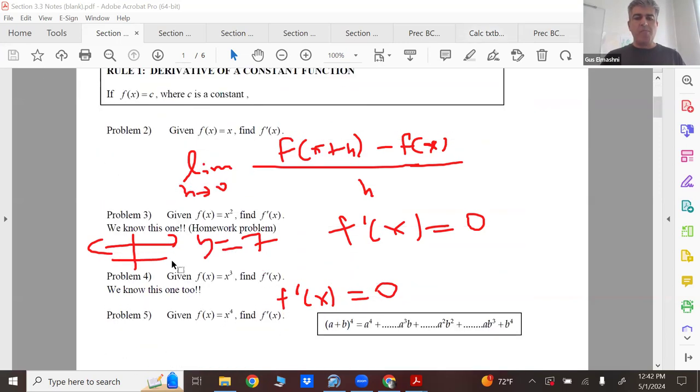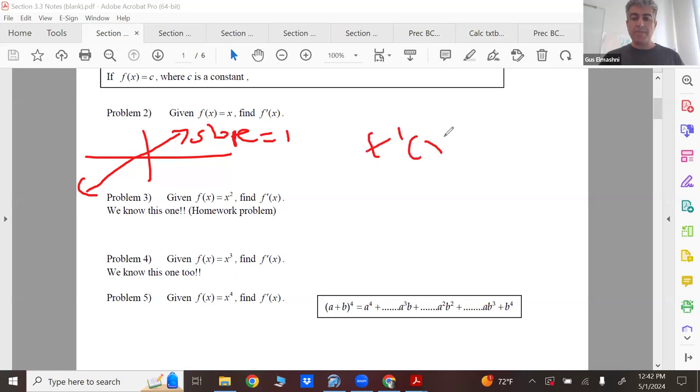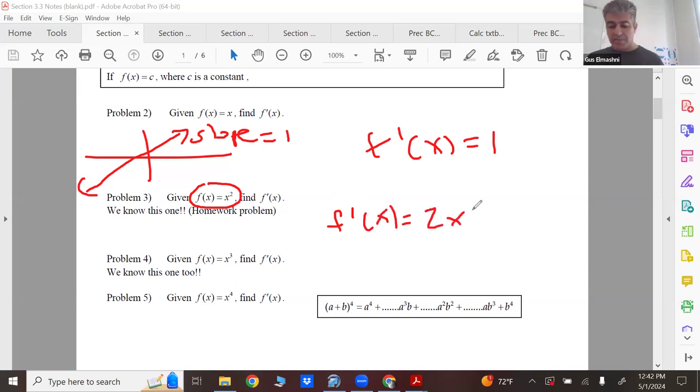All right, next up. If you have just y equals x, what's the slope of that line? 1. So what's the derivative? 1. Exactly. Slope is 1 the whole time. So f prime of x is 1. This one we've done already in the notes or homework, I think. You guys remember what that one is? It's 2x, right? If you were to go through the motions and do the limit definition, which we have done already, straight up you just get 2x, right? Very simple.